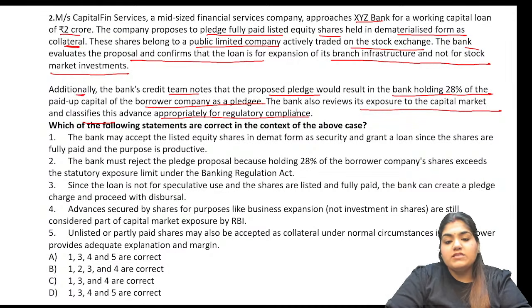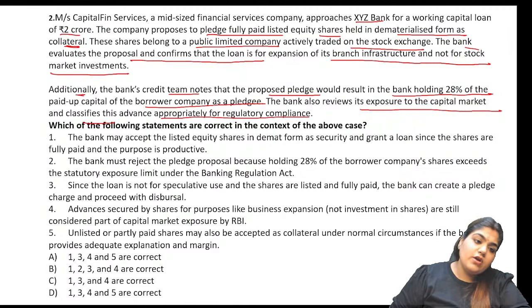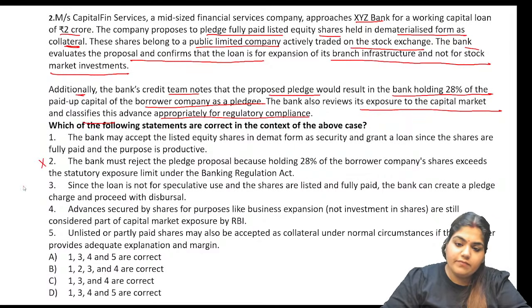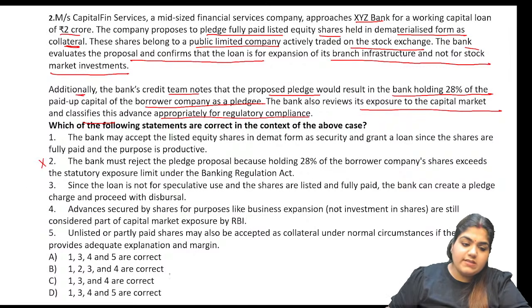Can a bank hold more? The statutory limit under the BR Act is 30%. 30% of the paid up capital of a company can be held by the bank. Okay? So 28% is not exceeding the exposure limit. So statement number 2 is incorrect. The allowed percentage by the RBI is 30. Statement number 2 is incorrect. The moment 2 is incorrect, let's eliminate B.